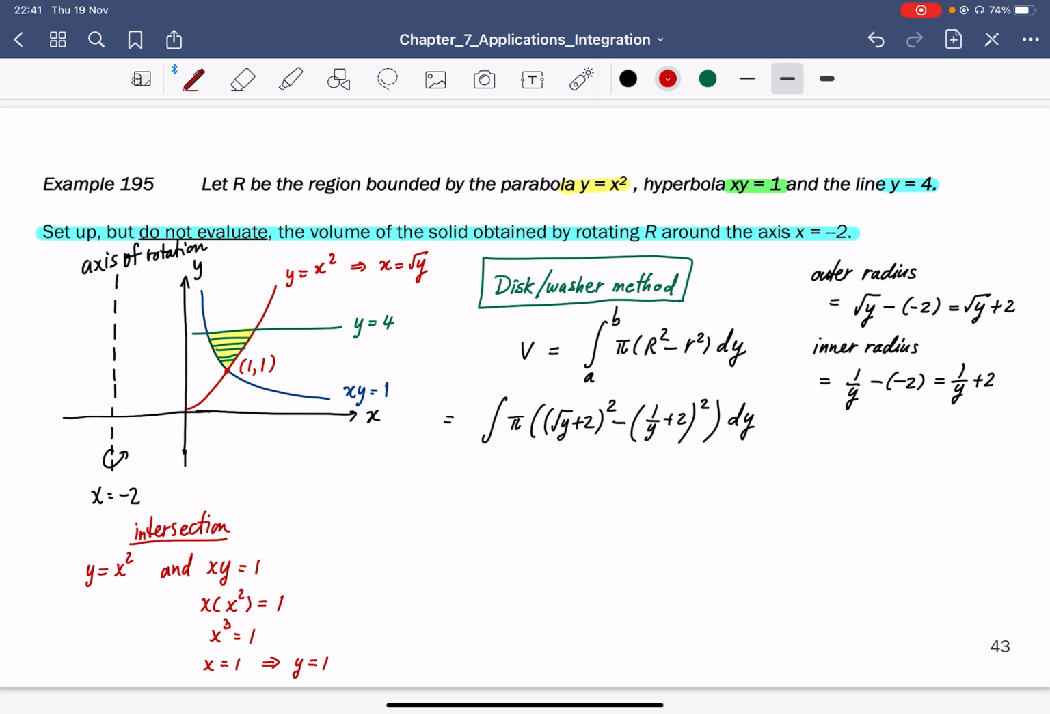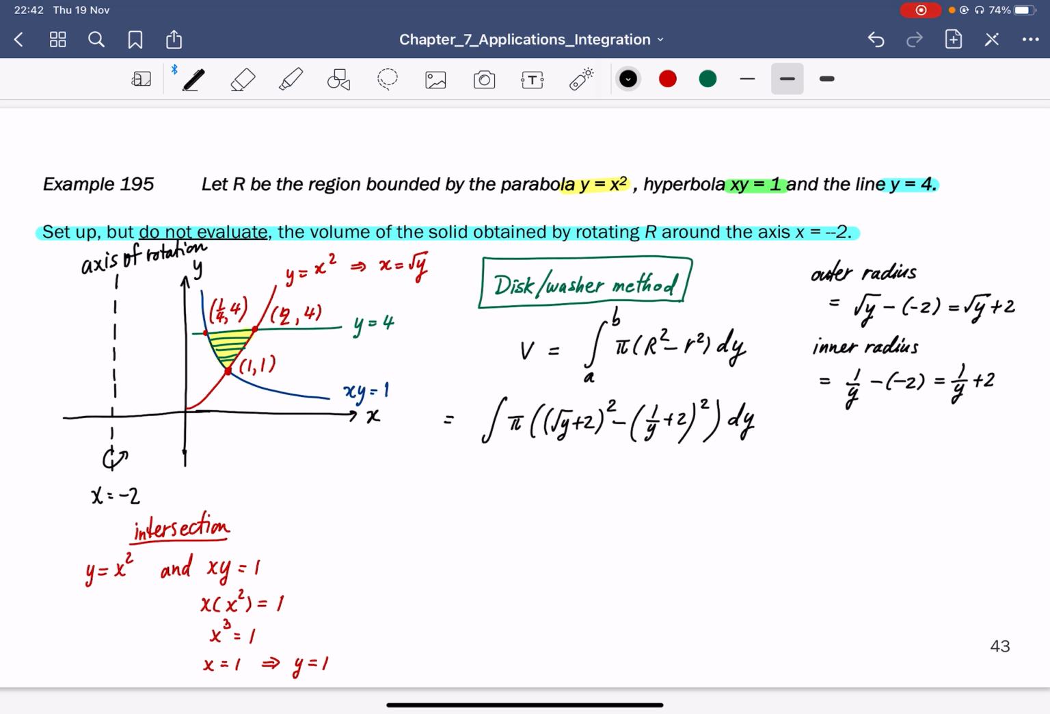All right, that is the intersection of the red one and the blue one. Another two intersections are going to be y equal to 4 here. So that is x equal to 2, and x equal to a quarter and y equal to 4, right? All right, that is our intersections.